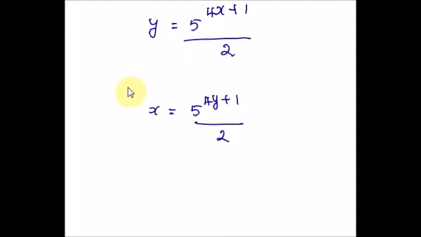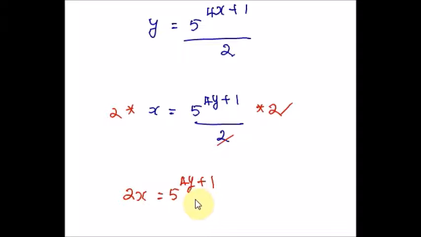So what can we do for that? Either we can multiply both sides by 2 or just cross multiply. Both are same. So by cross multiplication or multiplying both sides of the equation by 2, we will get 2x on the left side and 5 raised to 4y plus 1 on the right side. We have isolated the exponential expression on one side of the equation. It is now possible to take the log on both sides.